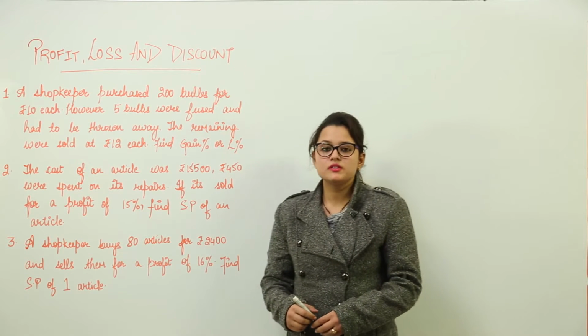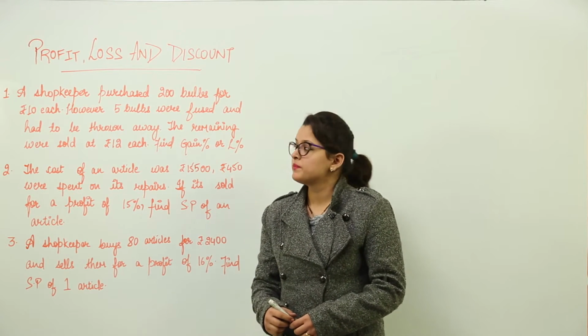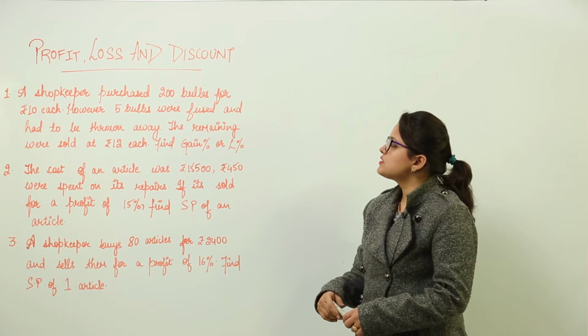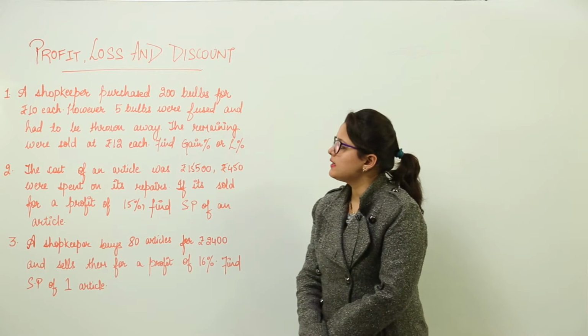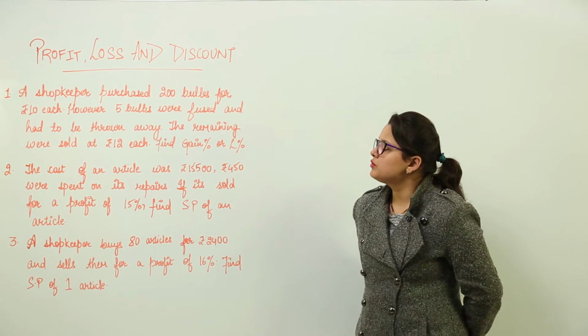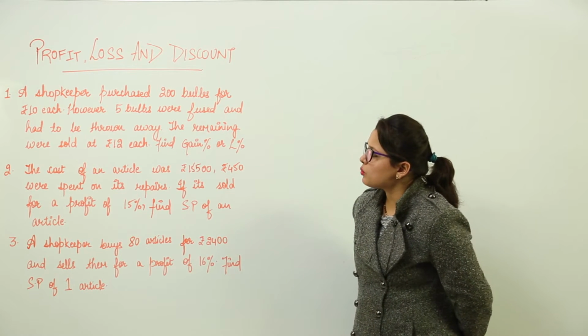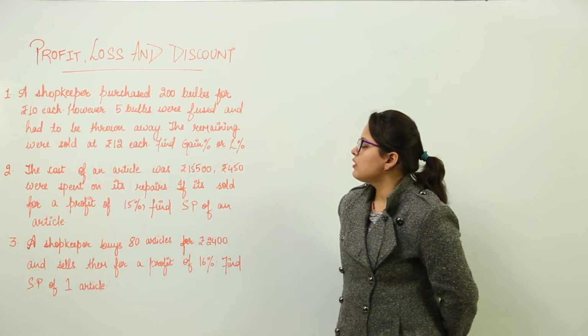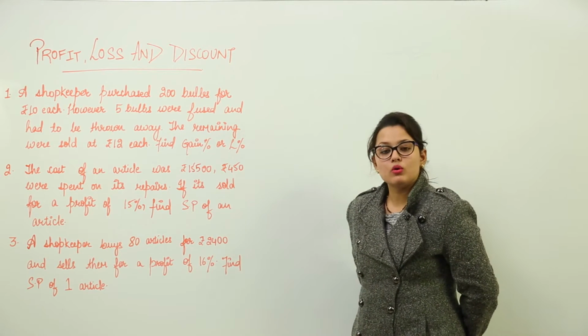Let us solve some questions based on profit, loss and discount. A shopkeeper purchased 200 bulbs for rupees 10 each. However, 5 bulbs were fused and had to be thrown away. The remaining were sold at rupees 12 each. You have to find the gain percent or loss percent.